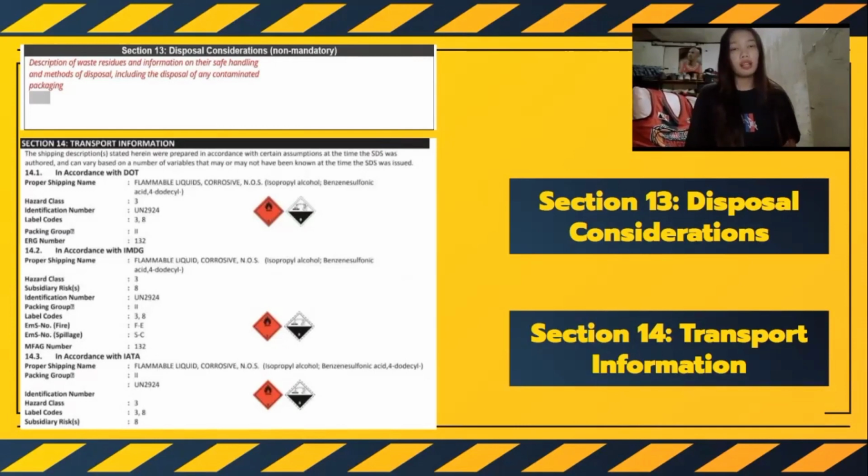Section 14. Transport information. This section provides guidance on classification information for shipping and transporting hazardous chemicals by road, air, rail, or sea. It includes the transport hazard and any additional safety measures that an employee should be aware of or follow when traveling by vehicle inside or outside of their workplace.